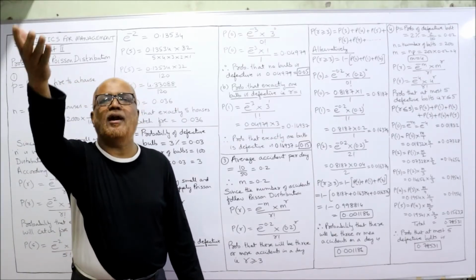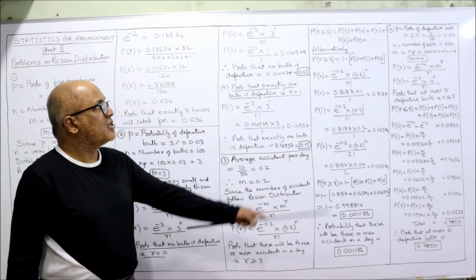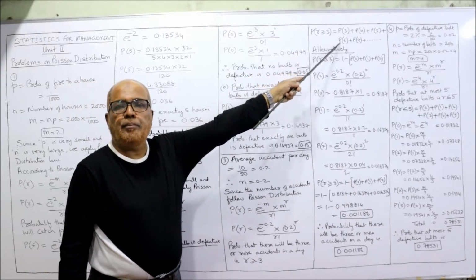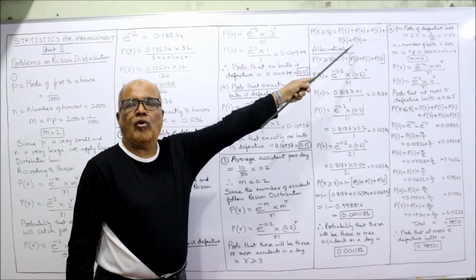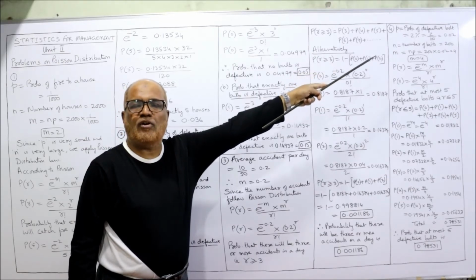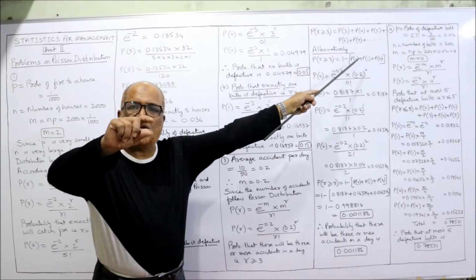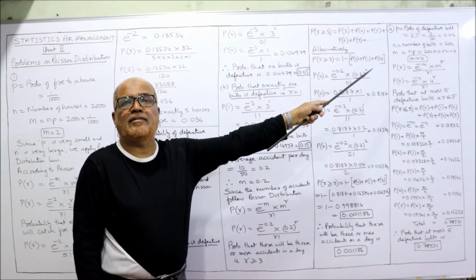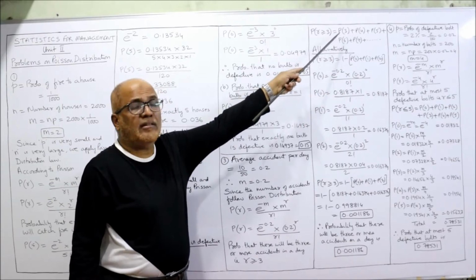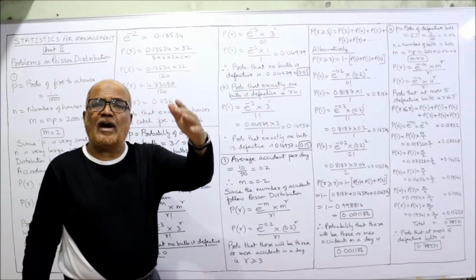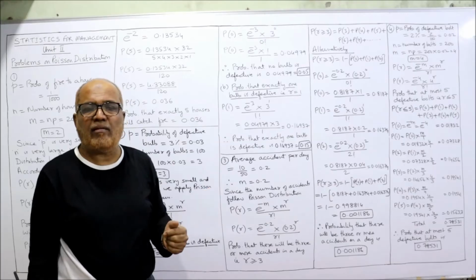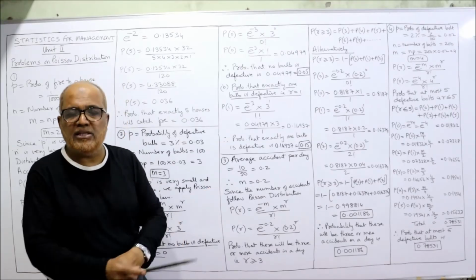So P of r greater than or equal to 3 is equal to P of 3 plus P of 4 plus P of 5 plus P of 6 plus P of 7, etc. There is no limit. Any number of accidents may take place. So we cannot find it like this. P of 3, 4, 5, 6, 7, 8, 9, 10, up to how many P's can we calculate? We cannot apply this method.